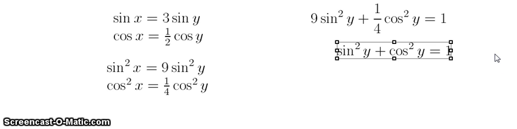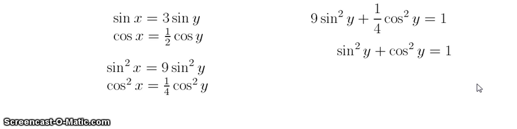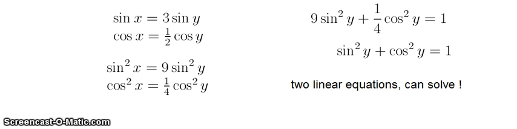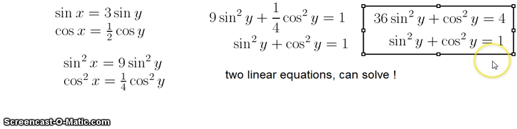So on the one hand, sine squared of y plus cosine squared of y is 1, but also if I write sine squared of x as 9 sine squared of y, and cosine squared of x as a quarter cosine squared of y, the sum of those has to be 1 also. But that's two linear equations. In terms of sine squared of y and cosine squared of y, I can solve for those two variables. I find it convenient to multiply the first one through by 4. I'm going to eliminate the cosine squared now because I have these two equations, and I can just subtract.